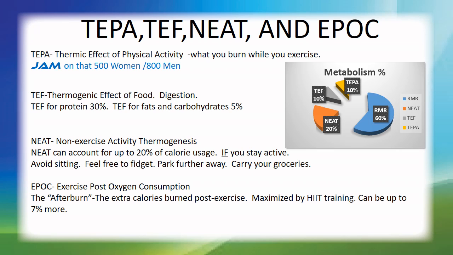4 other things we need to consider when we're talking about our metabolism are TPA, TEF, NEAT, and EPOC. TPA is the thermic effect of physical activity, what you're burning while you exercise. That's what we're doing here at JAM. When you look up and see those numbers on the heart rate monitor, we're increasing your TPA. 500 calories for a workout for a woman, 800 for a man, and even those super achievers that are getting 1,000, 1,500 or more. Crazy.